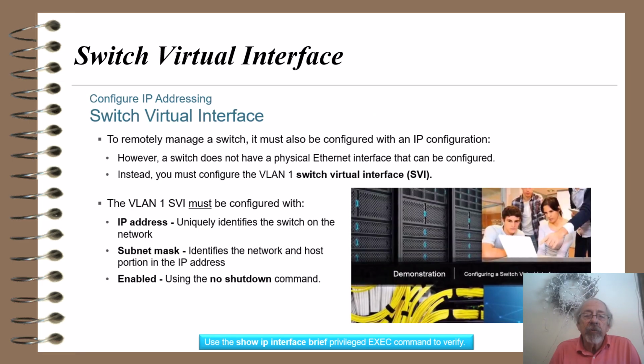How about this switch virtual interface? To remotely manage the switch, it must also be configured with an IP configuration. However, the switch does not have a physical Ethernet interface that can be configured. Instead, you must configure the VLAN 1 switch virtual interface, SVI. So, how do we do it? It must be configured with an IP address and a subnet mask, and enabled using the no shutdown command. And again, notice there's a lot of commands that one has to learn.